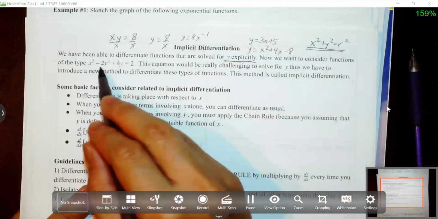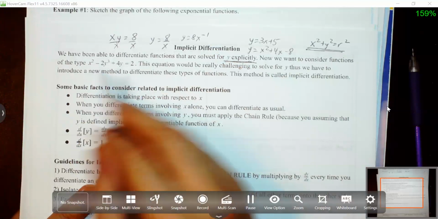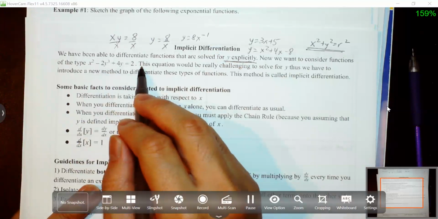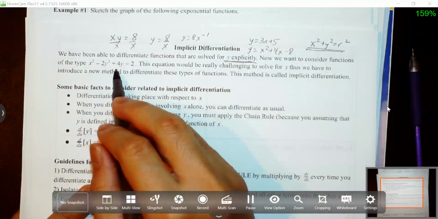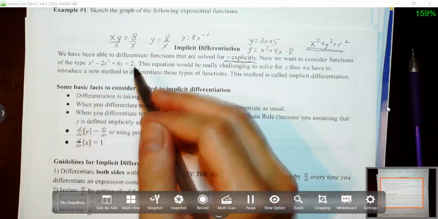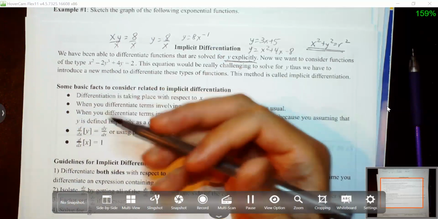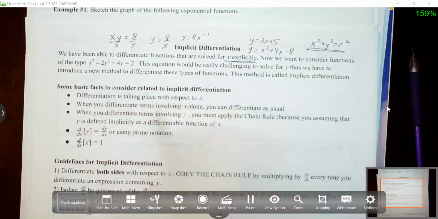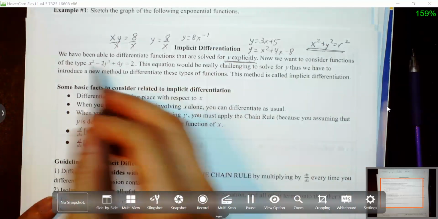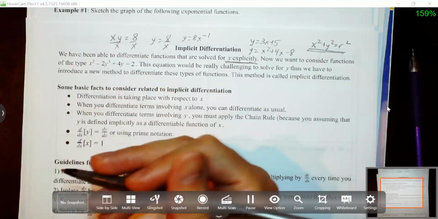However, try solving for y here. You really can't. You could move the x squared to the other side, and then you could factor out a y, but then you'll have a y on the outside and a y on the inside, so it'd be really challenging to solve for y here. So that's why we need to develop a new method to do differentiation for an equation that has a bunch of x's and y's together, and you can't really isolate the y.